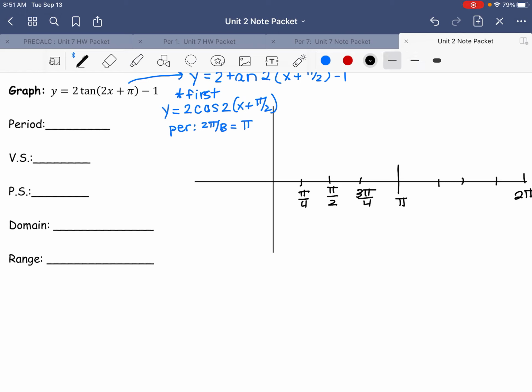Then super light, well, actually, let me set up my y-axis. Then super light, I am going to graph this cosine graph. Okay, I'm not going to do the phase shift. I'm just going to graph the cosine graph. I'm going to start up at 2, 0, negative 2, 0, 2. You'll notice you'll have 2 full rotations here.